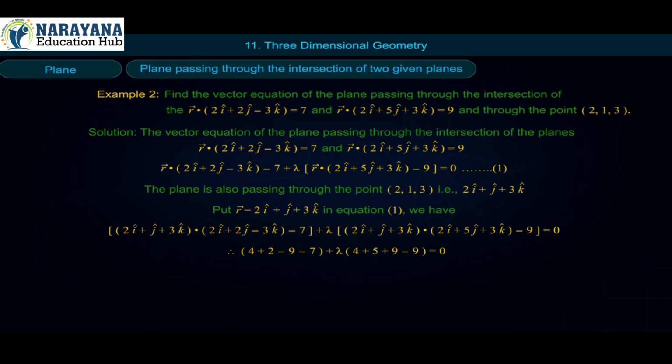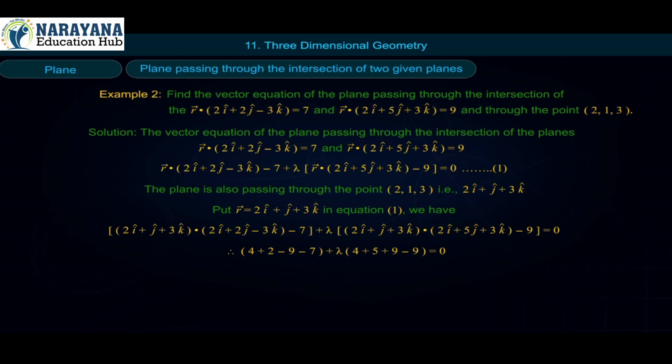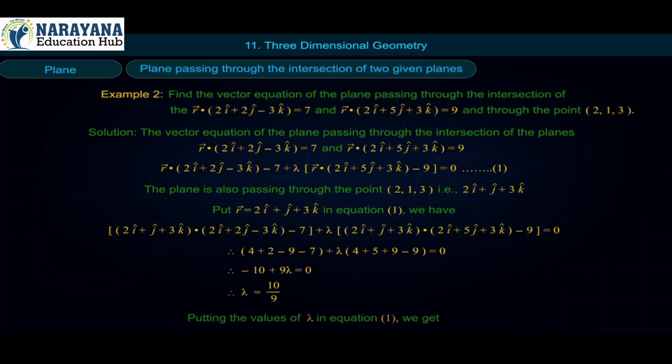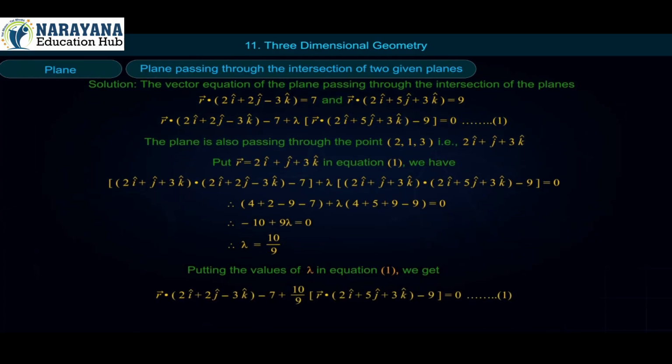Therefore, (4 plus 2 minus 9 minus 7) plus lambda into (4 plus 5 plus 9 minus 9) is equal to 0. Therefore, minus 10 plus 9 lambda is equal to 0. Therefore, lambda is equal to 10 upon 9. Putting the value of lambda in equation 1, we get vector r dot (2i cap plus 2j cap minus 3k cap) minus 7 plus 10 upon 9 into (vector r dot (2i cap plus 5j cap plus 3k cap) minus 9) is equal to 0.